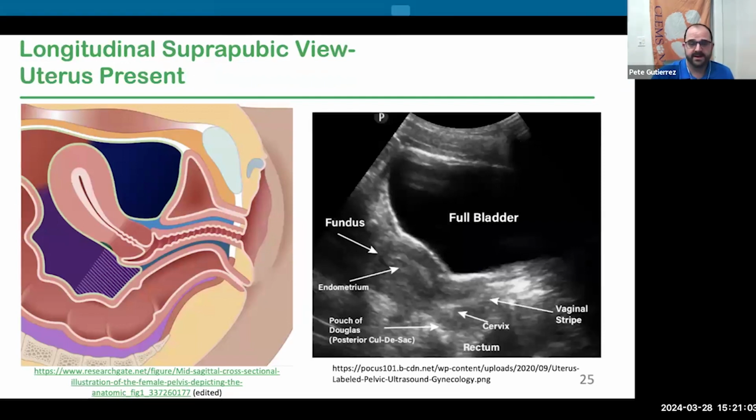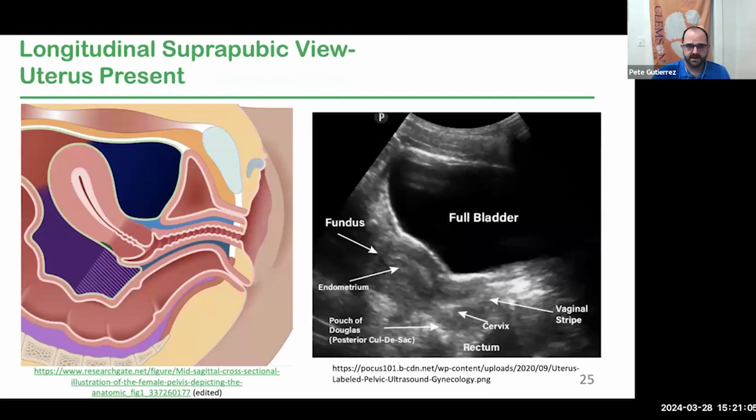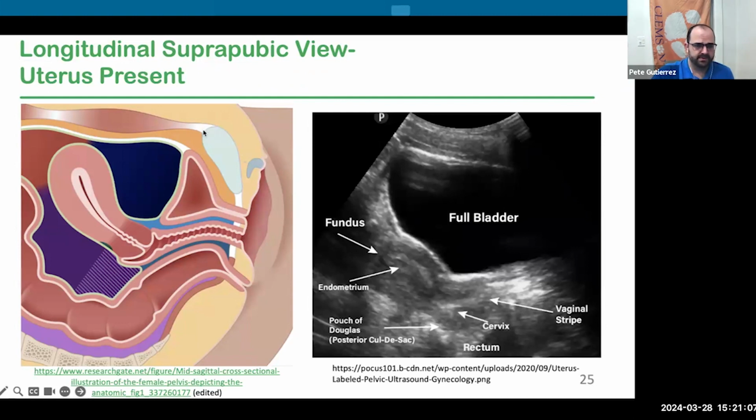So turning our probe now 90 degrees with indicator going towards the head, this is what the pelvis with the uterus is going to look like. Anteriorly, you're going to have the bladder, the vagina and the uterus coming in this way, and then your potential space, your pouch of Douglas right behind it, and then rectum, and you can see how that tracks here with this sono image.